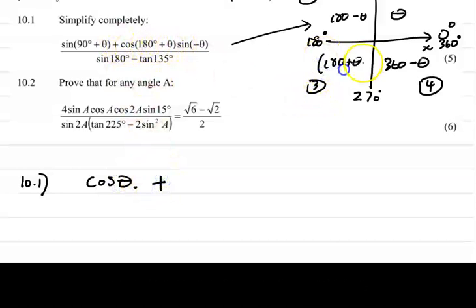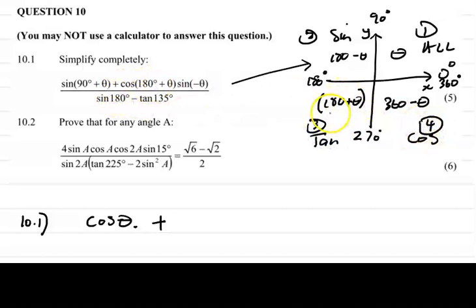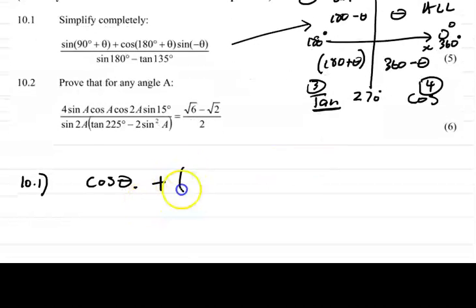So 180 plus theta. So we look at our CAST diagram. Remember, all ratios are positive in the first quadrant, only sine is positive in the second quadrant, in the third quadrant only tan, and in the fourth quadrant only cos. So if you look at cos of 180 plus theta, that's the third quadrant, only tan is positive, so therefore that's going to be minus cos theta.